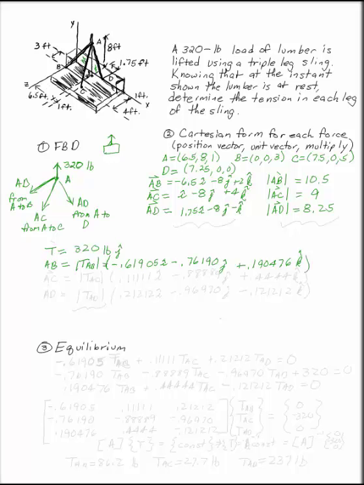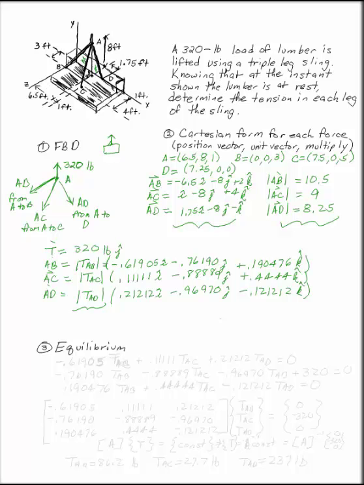That's AB. AC, the vector, is, again, you have to multiply by the magnitude TAC, the tension in that, however you want to define your variables. This is positive 0.11111i, minus 0.88889j, plus 0.4444k. The third one, again, you've got the magnitude of the vector itself times the unit vector, 0.21212i minus 0.96970j minus 0.121212k. I got these by taking these position vectors and dividing each of them by its magnitude so that I have a unit vector, and then multiplying by the magnitudes of each of the forces themselves.